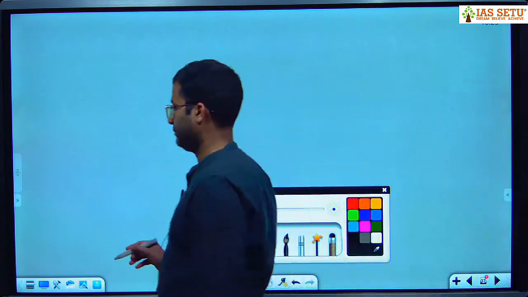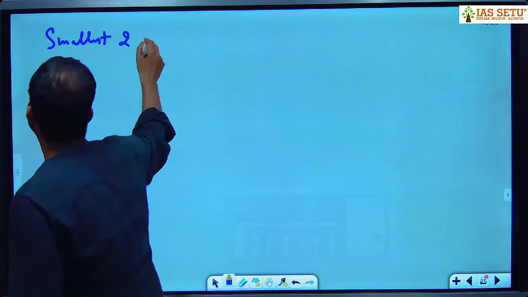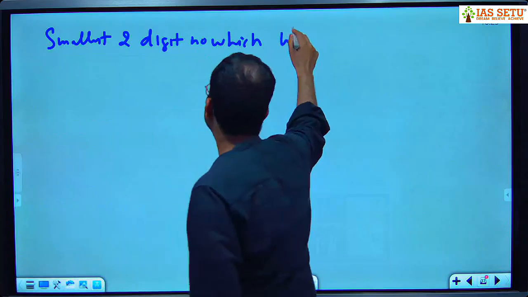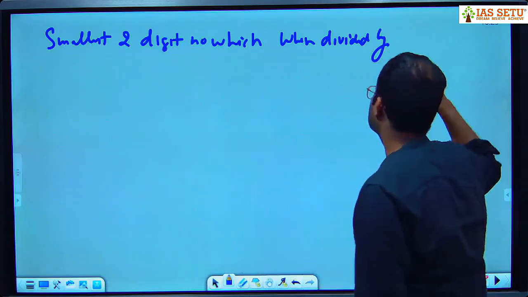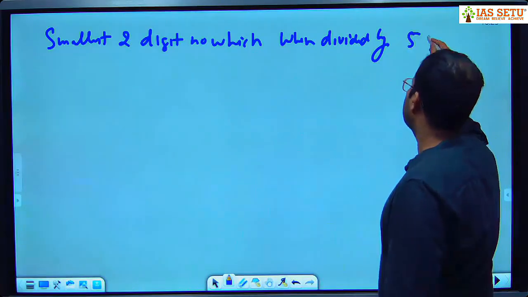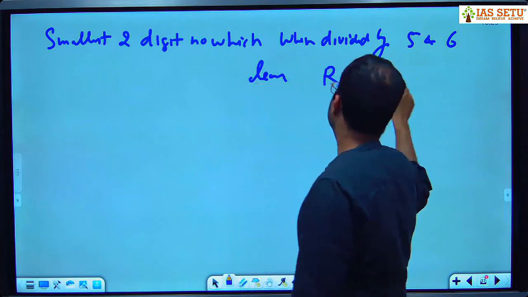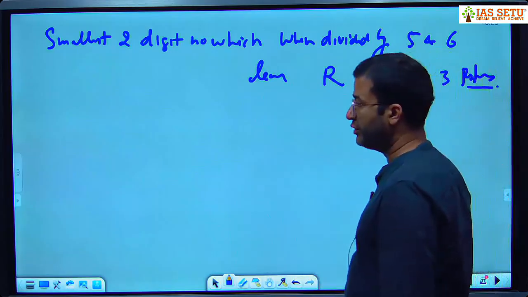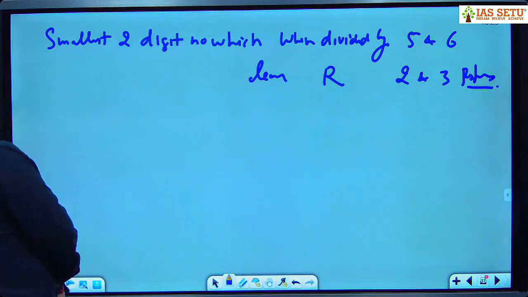Now my question to you. Find the smallest two-digit number which when divided by 5 and 6 leaves remainder 2 and 3 respectively. When you divide by 5 you get remainder 2. When you divide by 6 you get remainder 3.